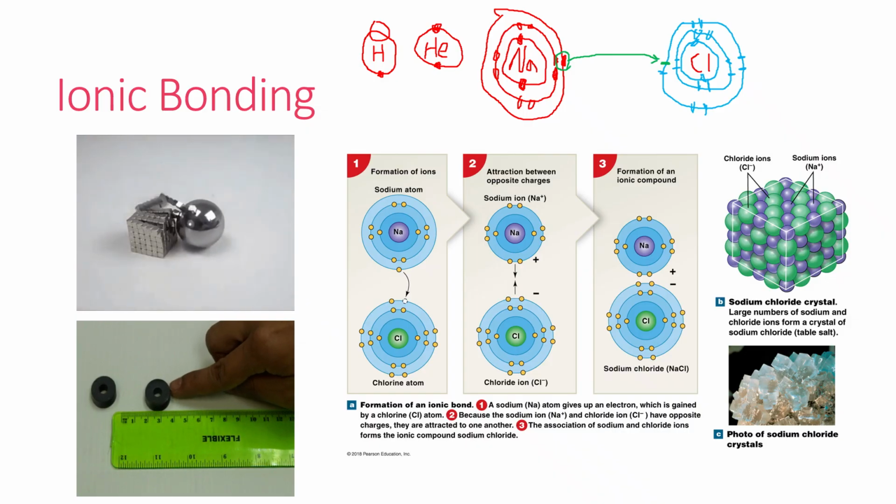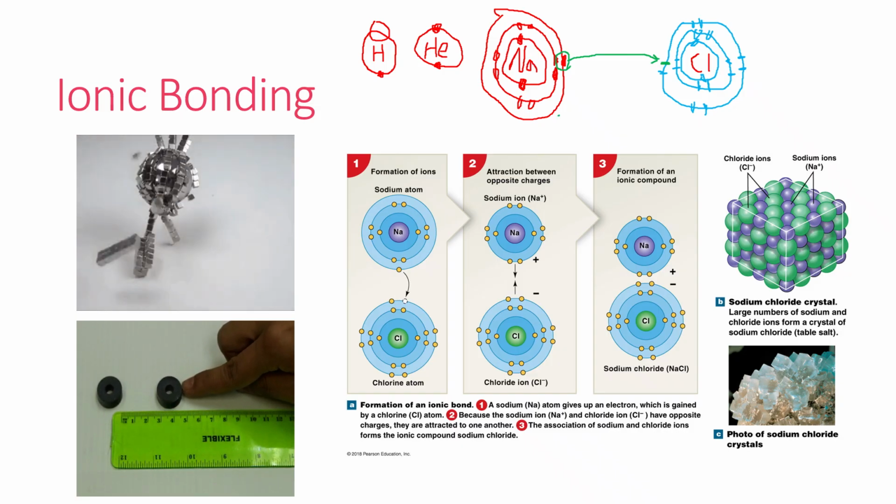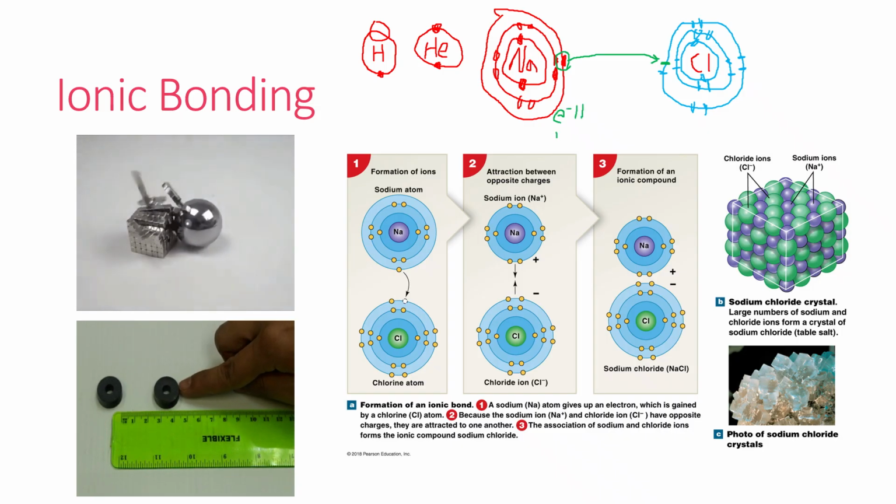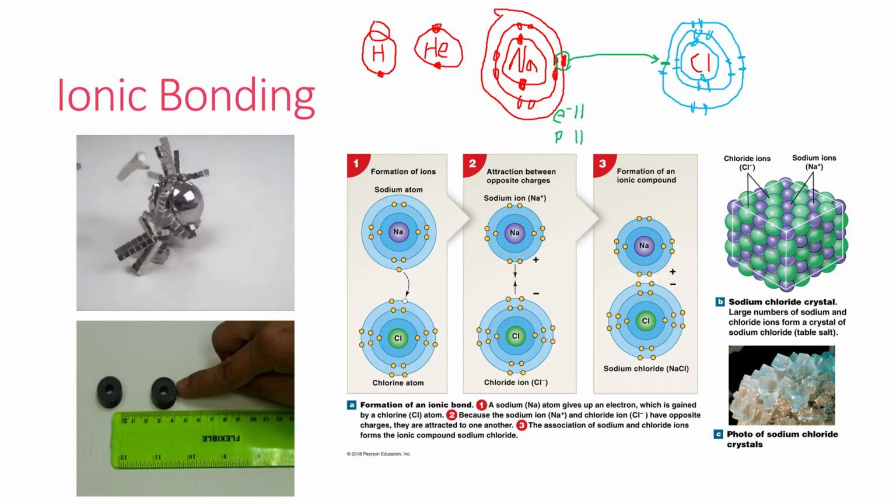But now because we've lost and gained electrons, we are now going to become ions. So sodium normally has 11 electrons and 11 protons. But now in this case, what happened? What did we do?